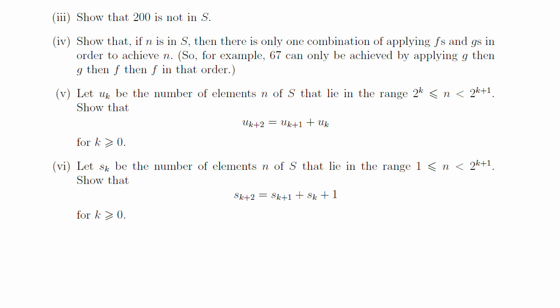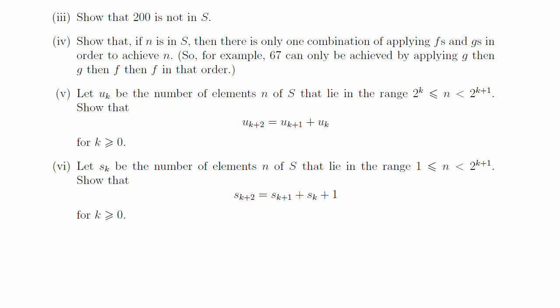Part 5. Consider u k plus 2, which is elements between 2 to the k plus 2 and 2 to the k plus 3. Those have either come from applying f to an element between 2 to the k plus 1 and 2 to the k plus 2, or by applying g to an element between 2 to the k and 2 to the k plus 1. If we add together the number of elements in those ranges, we can find the number of elements u k plus 2 as the sum of u k plus 1 plus u k.